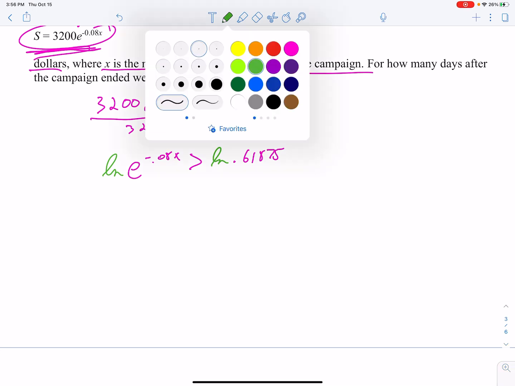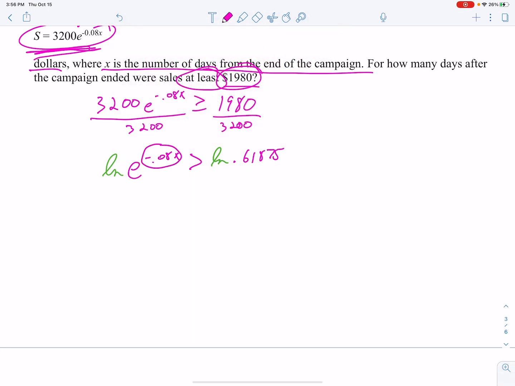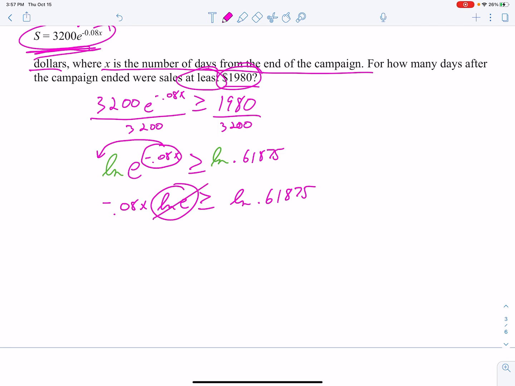So we're going to natural log both sides. That allows us by logarithm rules to bring this to the front as multiplication. So we have negative 0.08x times natural log of e, greater than or equal to the natural log of 0.61875. Now, natural log of e, this is something I told you to learn, memorize in one of the previous sections in this chapter. Natural log of e equals 1. So we're doing negative 0.08x times 1. In other words, we no longer need the natural log of e. It's equal to 1 and we're multiplying by 1.